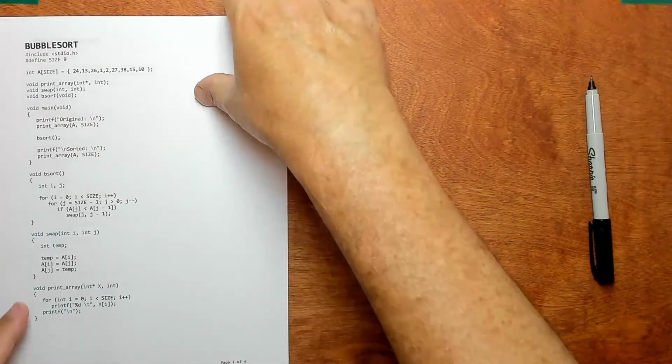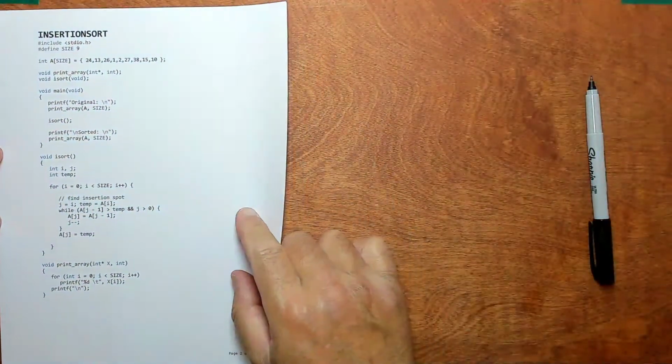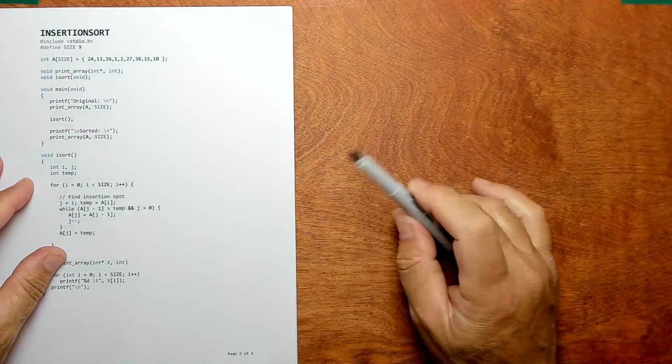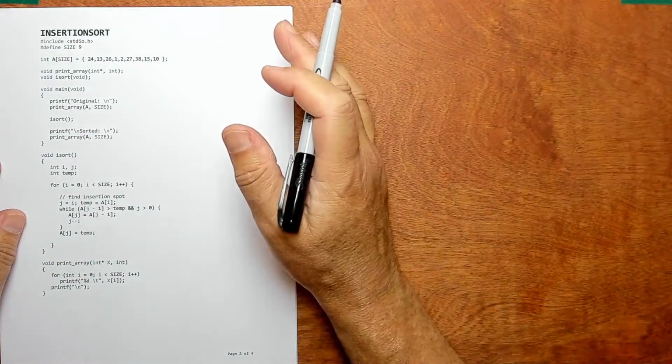Let's look at the next guy, which is insertion sort. Okay, the idea with insertion sort is we have an unsorted part of the list, which in this case will be on the right, and then we have the sorted part of the list.